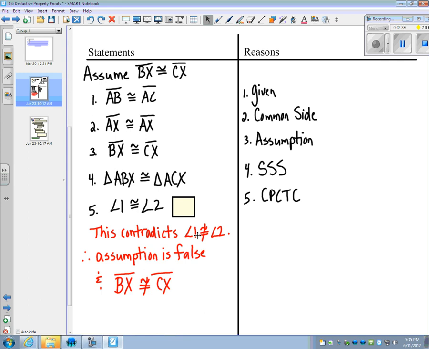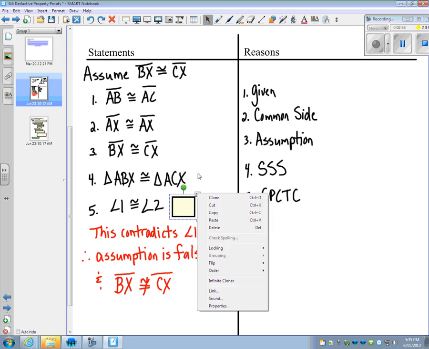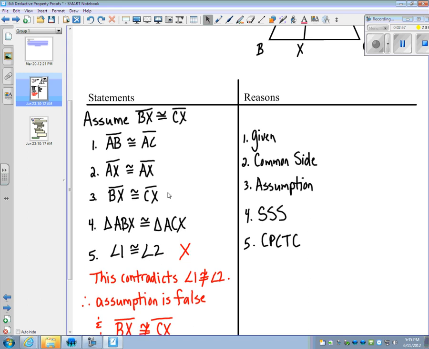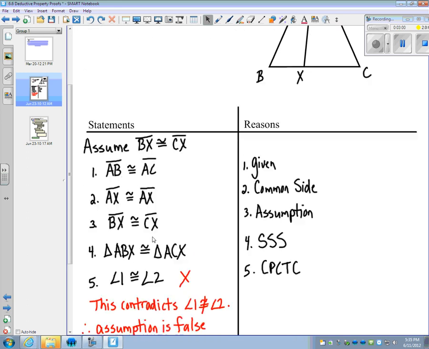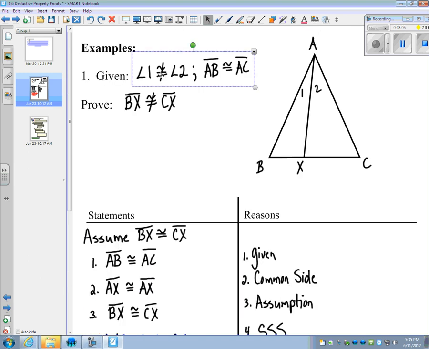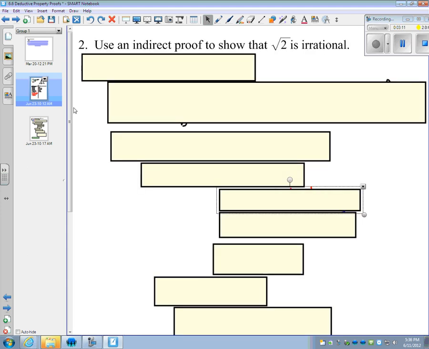This contradicts, so therefore my assumption that BX is equal to CX is false, so BX is not equal to CX. That's what that X there was for, even though it's not deleting for me. There we go. So I assumed the opposite, and then I went through my proof and I saw that I got a contradiction to something that I knew to be true, so then my assumption was false, thus proving it. It takes a while to wrap your brain around this.